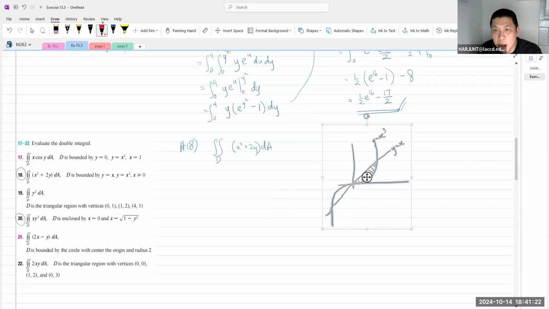Now, if we put more details, you will see the intersection here is x equals 1, right? And if I pick any x between 0 to 1, it will go into the domain from x cubed and get out from x. So the x will be from 0 to 1. The y will be from x cubed to x, not x squared. I'm sorry, I said it wrong. So x squared plus 2y.